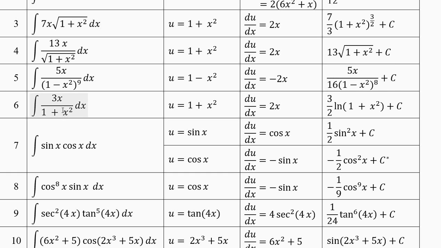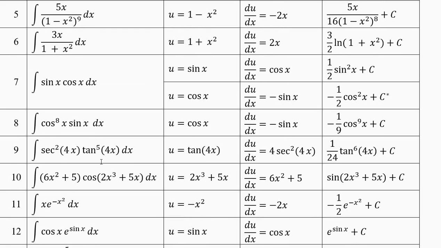Now the sixth example is 3x over 1 plus x square. Now here the power is minus 1. We cannot use the basic formula. We have to think about a new formula, because division by 0 is not allowed. So we'll get the logarithm natural, or it is the ln function. And the derivative of the argument here, u equal to 1 plus x square, is 2x. Here you have 3x, here you have 2x. These 3 and these 2 get adjusted when we execute the steps, and your answer will be logarithm natural of 1 plus x square inside, and this 3 by 2. And the plus c is always there.